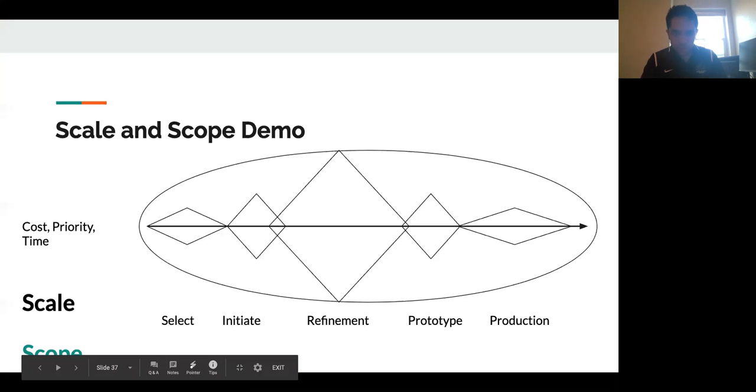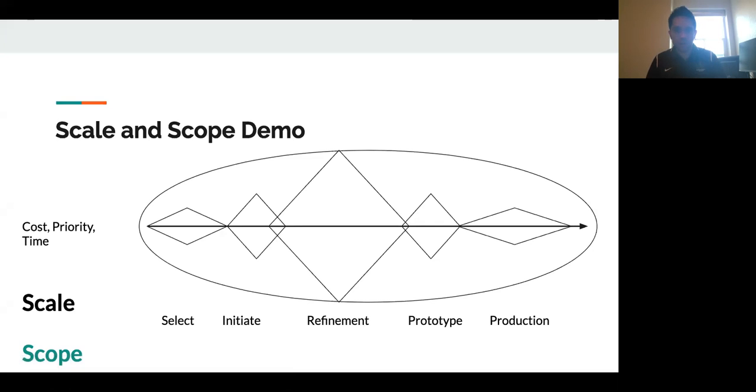Cool. So we have another, this is a scale and scope demo for you all. And I'm going to see if I can attach my iPad. All right, let's see if this works.